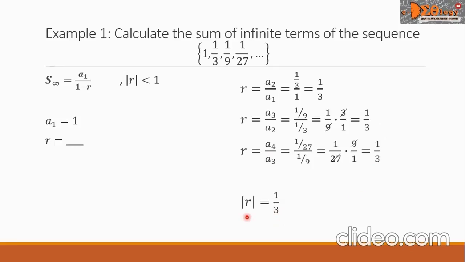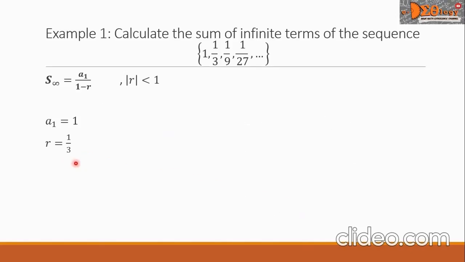So we can write the absolute value of r is 1 over 3, and take note that this is less than 1. So we can use our formula here. And then let us write this value in our blank opposite the r on this side. Then let us start solving for s sub infinity. Substituting the values, this is now a sub 1 is now changed into 1. The r is now changed into 1/3.